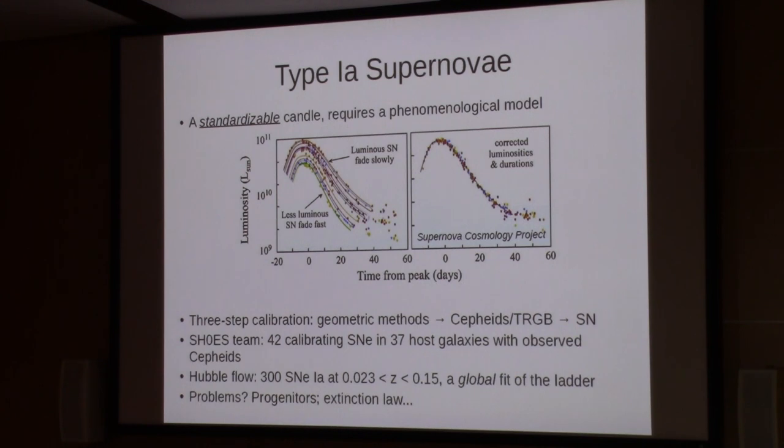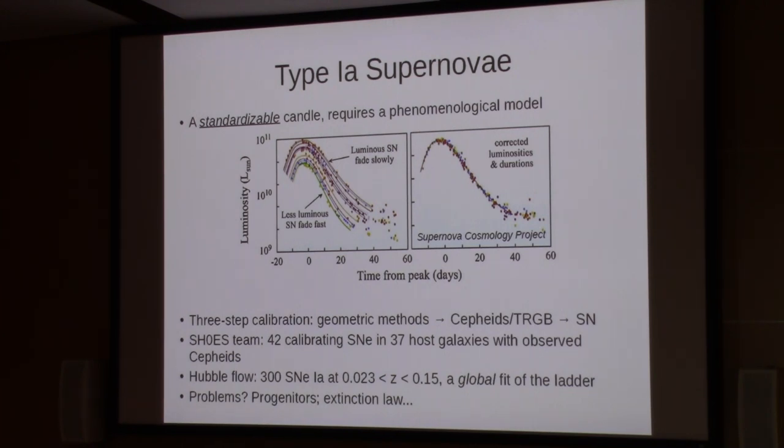So type 1a supernova is a standard candle, so it requires some phenomenological model. And as I said before, this is a three-step calibration. In the case of the SH0ES team, they have 42 calibrating supernovae in 37 host galaxies where they observe Cepheids. And in the Hubble flow, they observe 300 supernovae at small redshifts, and they perform a global fit of the ladder.